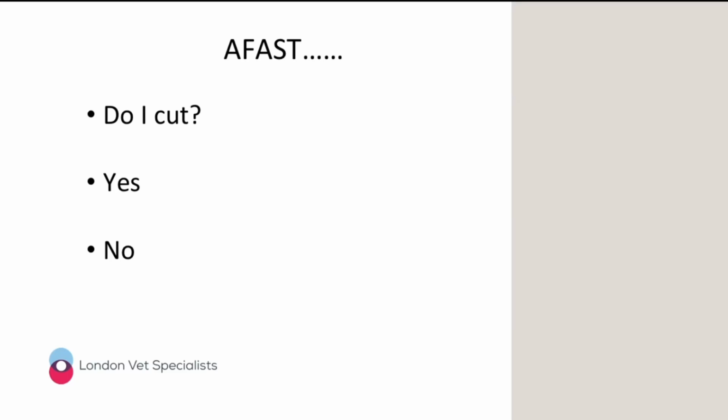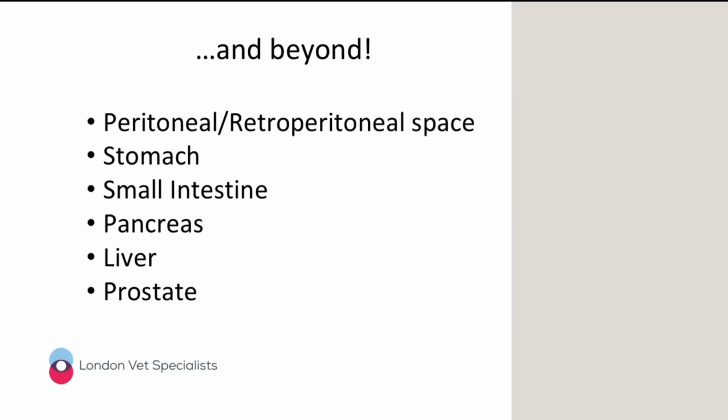So we're comfortable with the AFAST examination. We're confident that we can detect fluid if there's fluid there. But if we get to a point where we decide that we need to do an exploratory laparotomy, it'd be nice to have a little bit more information about what we're likely to find. So we can go beyond AFAST and start looking at a few of the other abdominal structures.